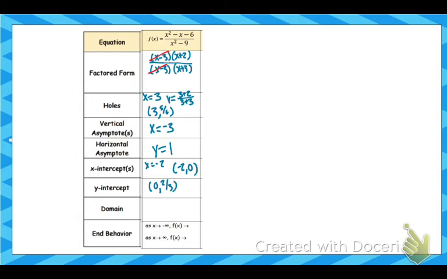Domain, we're going to exclude the vertical asymptote and the hole. So the two values I cannot have at the bottom are negative 3 and 3. So I'm going to start at negative infinity and then go to the smaller one, which is negative 3. Parenthesis, union, parenthesis, pick back up at the same number. Then I go to the next number, which was 3. Parenthesis, union, parenthesis, pick back up at the same number, and it keeps going until infinity. And then end behavior, we're going to approach the horizontal asymptote on both sides.